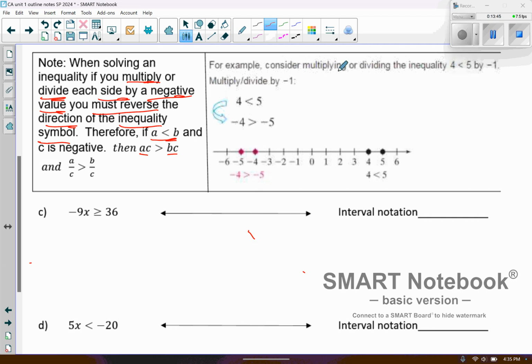So consider multiplying or dividing this inequality by negative 1. So we all agree that 4 is less than 5, right? We see this right here. 4 is less than 5. We can all agree on that. Well, if I multiply or divide by a negative 1, I'm going to end up with negative 4 and negative 5. Now, in this case, negative 4 is greater than negative 5. So see, negative 4 is right here on the number line. Here's negative 5. The greater numbers are always to the right, okay? So negative 4 in this case is greater than negative 5. So if you multiply or divide by a negative value, you have to reverse that inequality symbol.